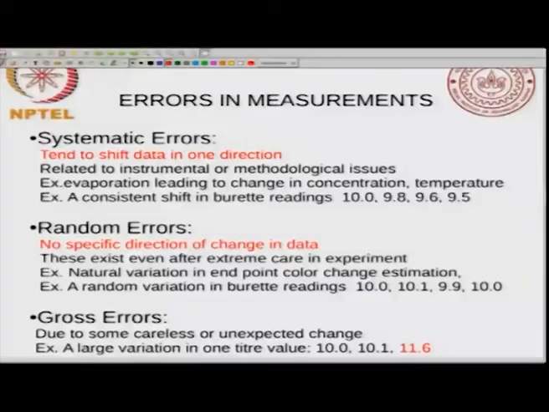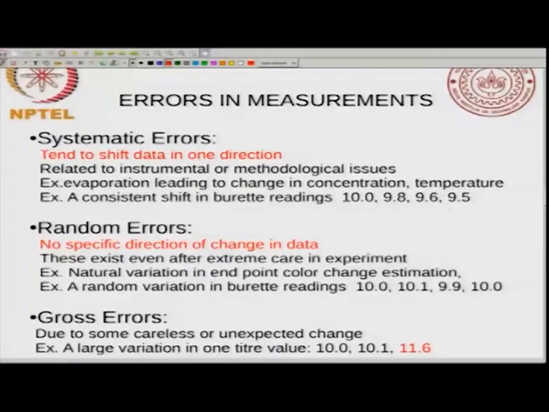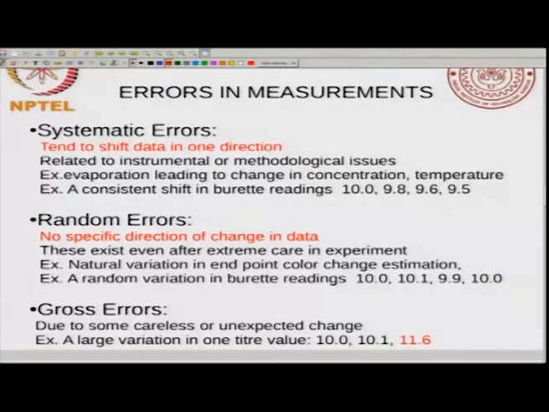For example, you might get a burette reading of 10.0 the first time, 10.1 the second time, 9.9 the third time, and 10 again the fourth time. So, unlike systematic errors, there is no specific direction to these errors. And the nice thing about random errors is that they can be quantified, and we will see that in the next half an hour or so.